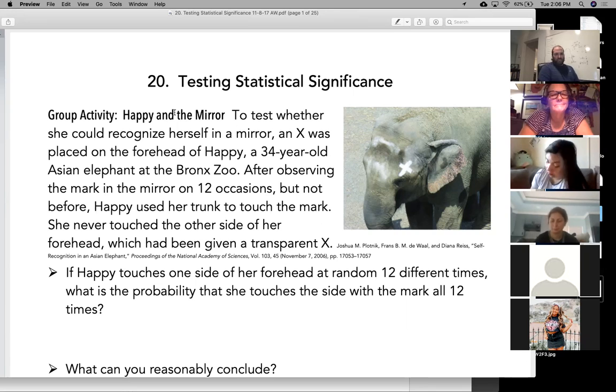To test whether she could recognize herself in a mirror, an X was placed on the forehead of Happy, a 34-year-old Asian elephant at the Bronx Zoo. No X's were harmed in the making of this experiment. Just be aware of that. Now, after observing the mark in a mirror on 12 occasions, but never before, Happy used her trunk to touch the mark. She never touched the other side of her forehead, which had been given a transparent X.